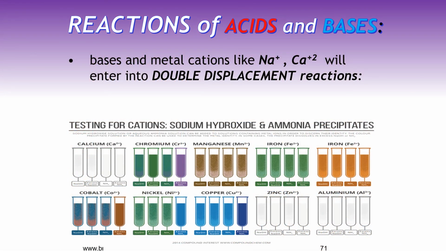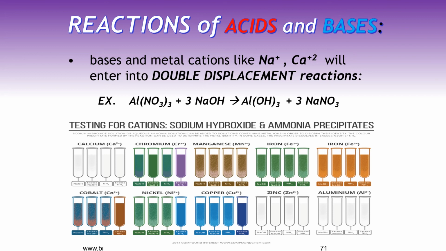Meanwhile, bases and metal cations like sodium plus or calcium double plus, they'll enter into double displacement reactions. A good example here is we have aluminum nitrate reacting with 3 moles of sodium hydroxide. The aluminum gains 3 hydroxide groups, and we end up with 3 moles of sodium nitrate, right? The nitrate and hydroxide groups have switched places, double displacement reactions, and we get characteristic colors from these metal cations reacting with bases.